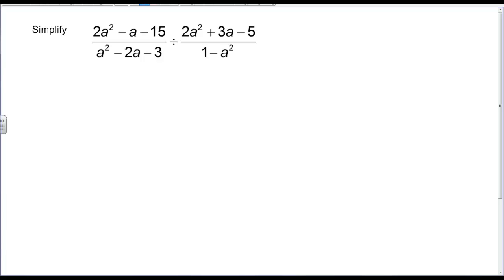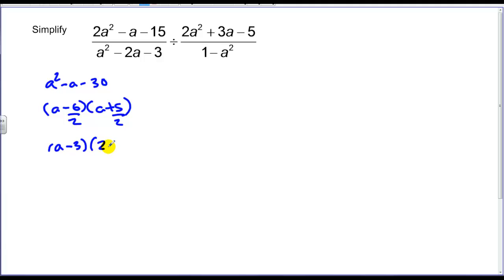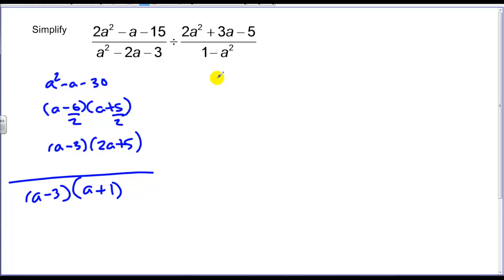Again, the factoring will get a little more difficult. Let's do a 5-step to the numerator. I have a squared minus a minus 30, which factors into a minus 6 and a plus 5. Divide through by the initial multiple of 2, giving me an a minus 3 and a 2a plus 5. It's going to be over a minus 3 and a plus 1.